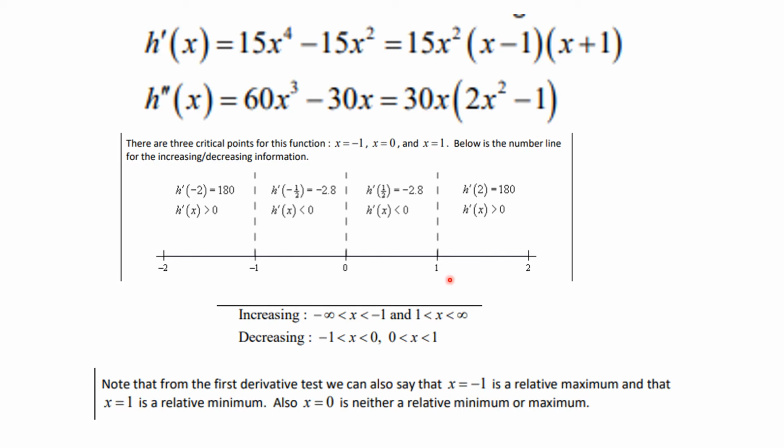And here we see that we go from a negative to a positive, and so that is telling us that that's going to be a relative min. But in terms of increasing, this is increasing from minus infinity to minus 1, and from 1 to infinity, and otherwise it is decreasing. And here is what I said. And we know from the first derivative test that x equals 0 is neither a relative max nor a relative min. So that is a definitive conclusion.